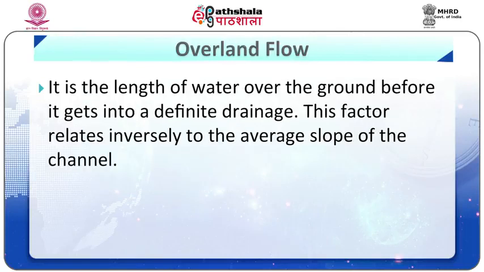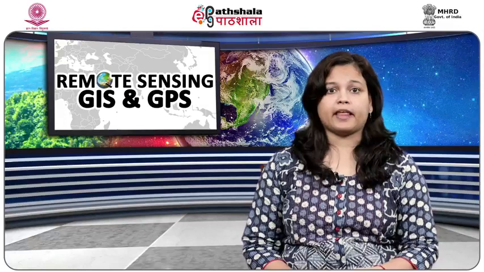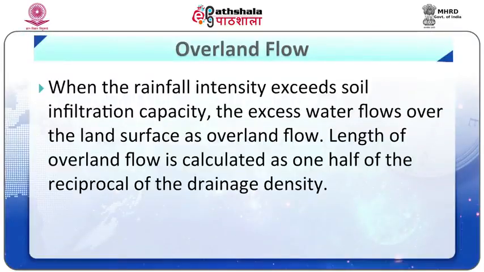Now, overland flow. It is the length of water flow over the ground before it gets into a defined drainage. This factor relates inversely to the average slope of the channel. It is a component of total runoff in a drainage basin. When the rainfall intensity exceeds soil infiltration capacity, the excess water flows over the land surface as overland flow. Length of overland flow is calculated as 1/2 of the reciprocal of the drainage density.